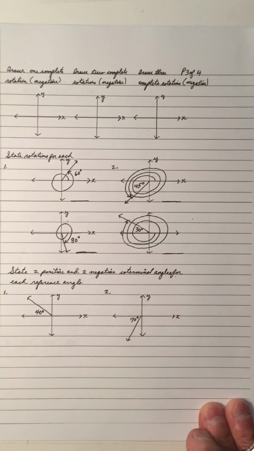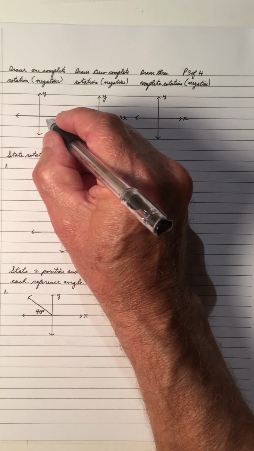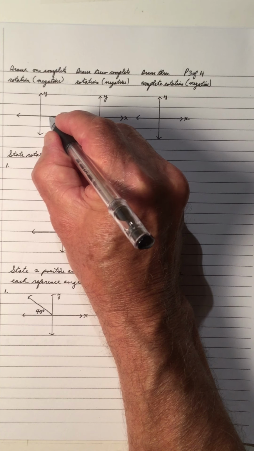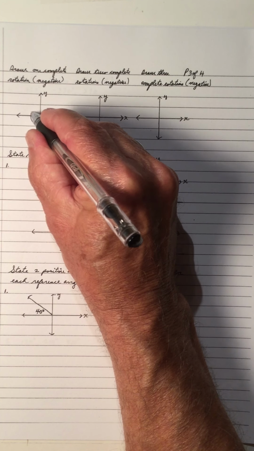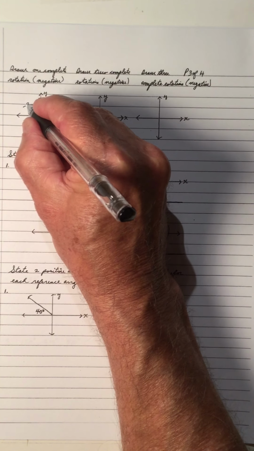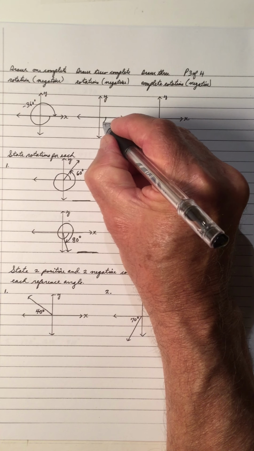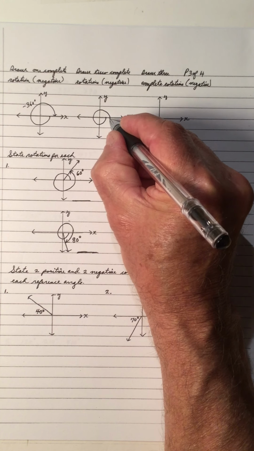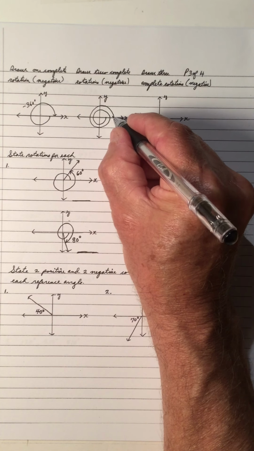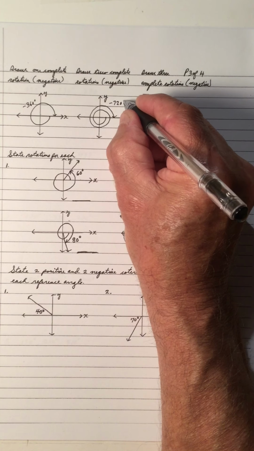Let's continue. Draw one complete negative rotation. Negative rotation starts on the terminal arm, right here on the x-axis, and we go clockwise. So there's the one complete, so that's a negative 360 rotation. And two rotations negative, 1, 2. So that's a negative 720.